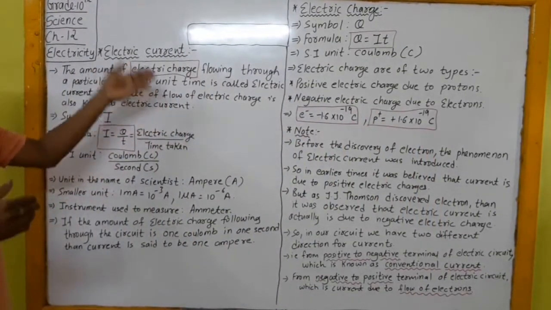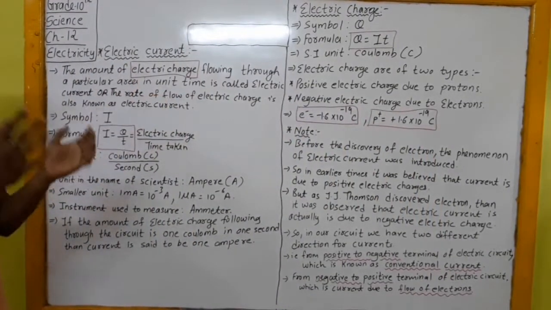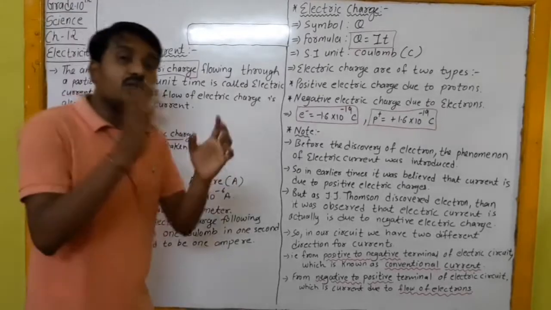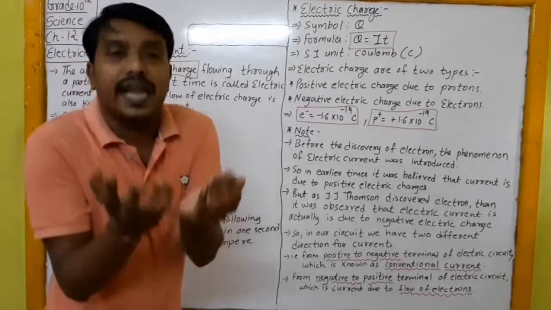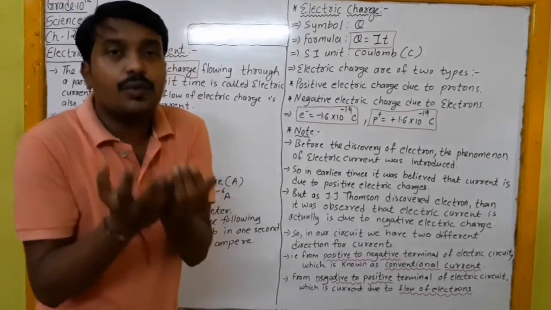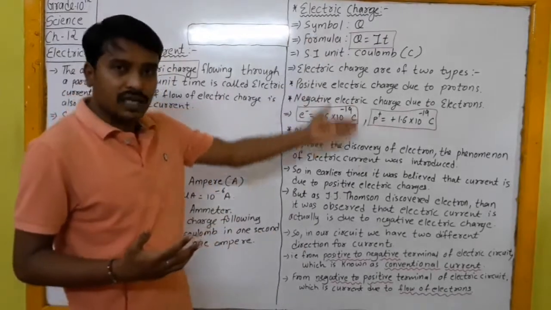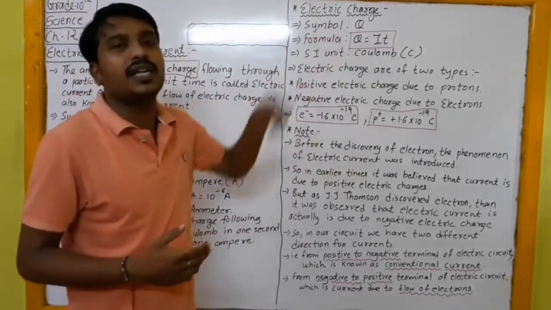We have learned that electric current is nothing but the amount of electric charge flowing through the circuit. So what is this electric charge? What do you mean by electric charge? That we are going to learn in this topic. Our next topic is electric charge.